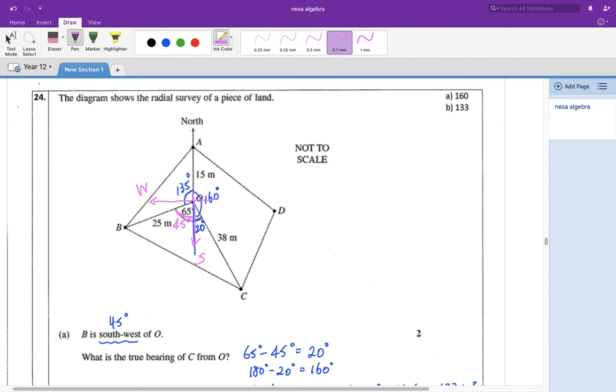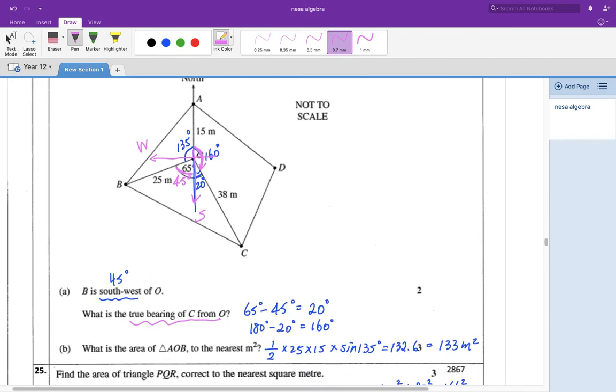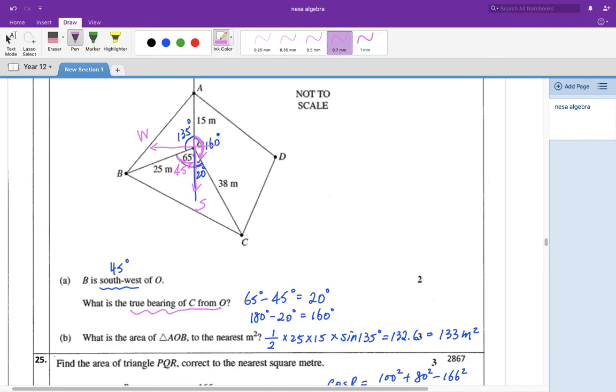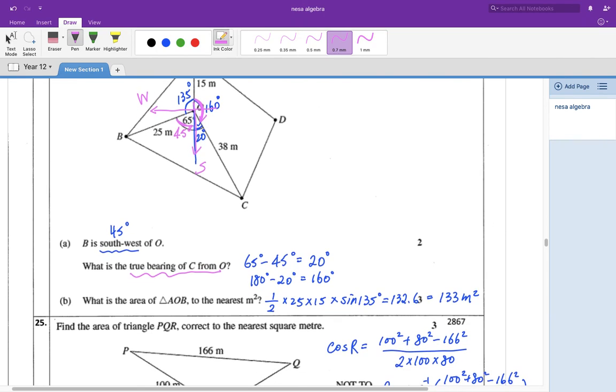But it asks for the true bearing of C from O. So if you look at the true bearing from O, you're actually looking at this angle here. So it's the supplementary angle of 20. So it's 180 minus 20, which is 160. And the area of triangle AOB, that's half AB sine C. To get this angle, you just do 360 minus the 3 angles you know. And that will give you 135. And you times everything together.